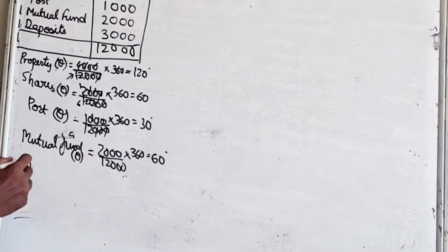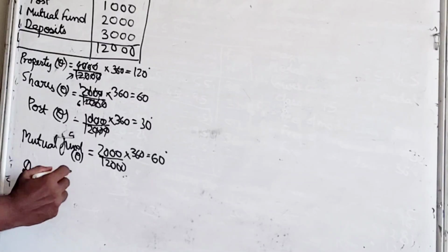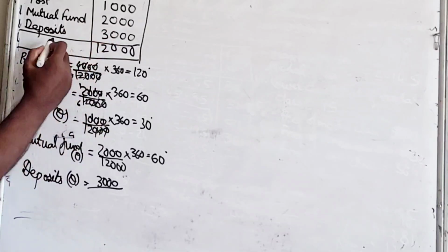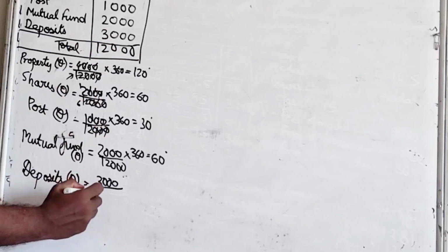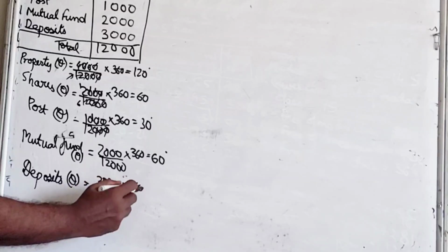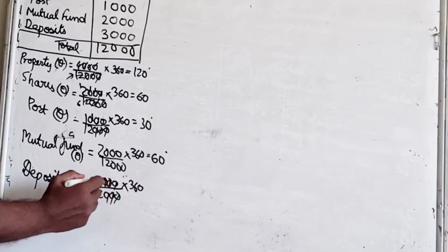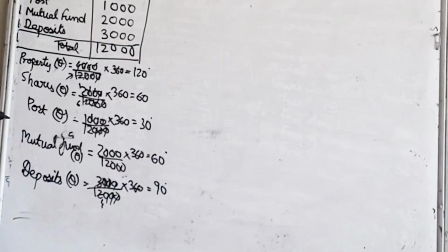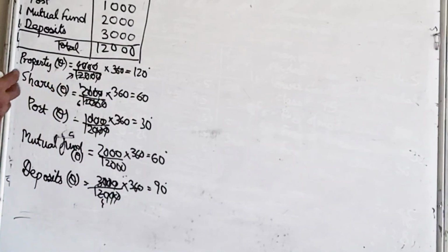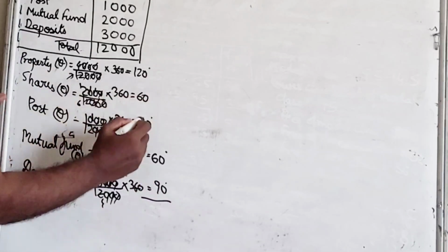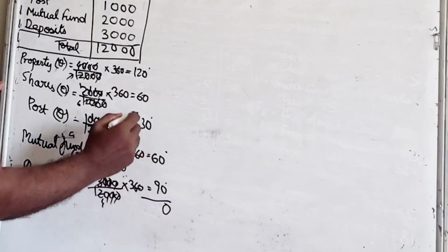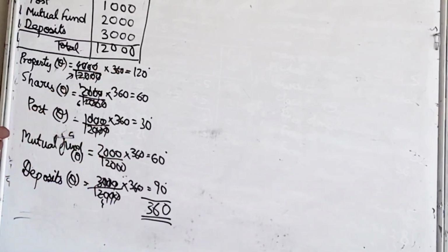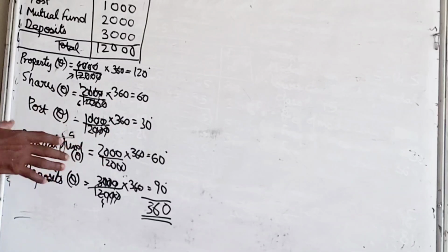And last but not the least, deposits. Theta is going to be individual value 3,000 upon total value 12,000 into 360. So three zeros cancel, and that gives 90. Now how will you know that what you have done is correct or not? You just add all these values and you should get 360 degrees. Let's check it: 120, 180, 210, 270, 360. As the total is 360 degrees, what we have calculated is right.